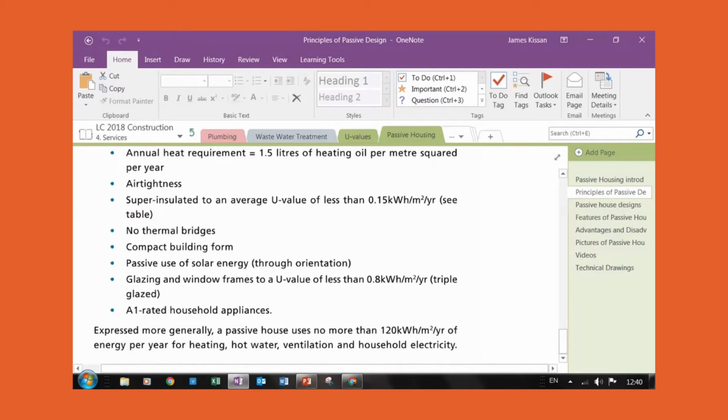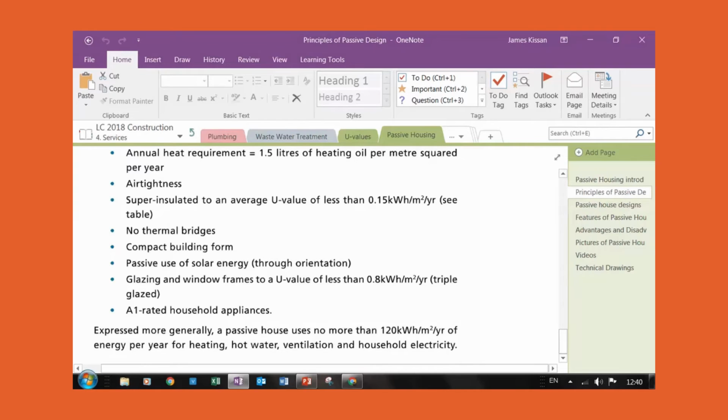Now, the next thing, no thermal bridges. Thermal bridges is where you have an external wall and an internal wall, and heat escapes out through the internal wall and then into the external wall. So you can't have any thermal bridges. And we'll look at that in the chapter on insulation when we're looking at thermal bridges.